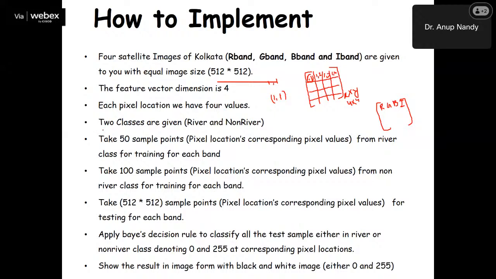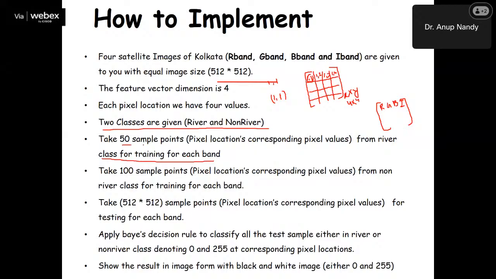Now 2 classes are given to you, river and non-river. Now you have to take training sample points. So 50 sample points from the river class for training, for each band.